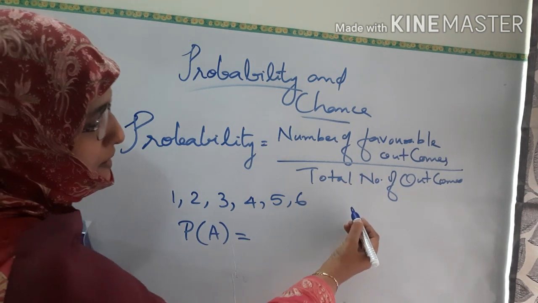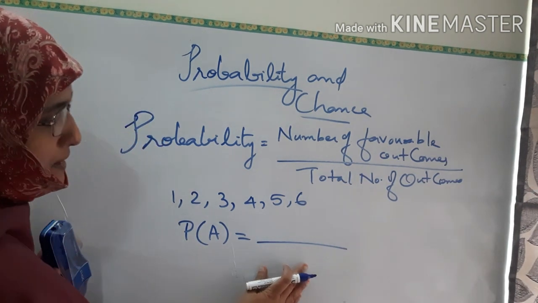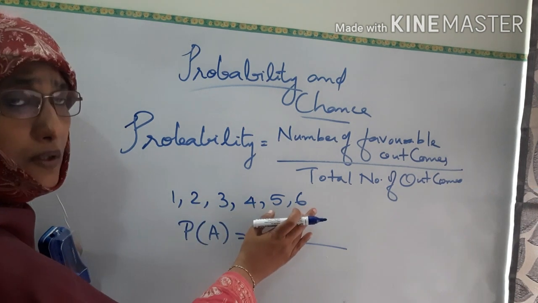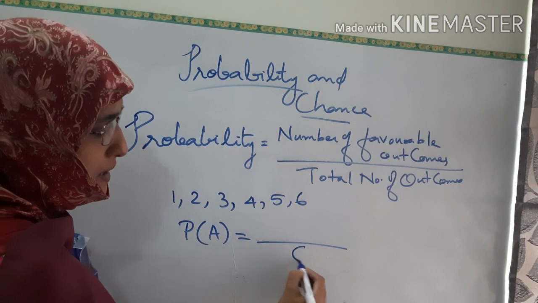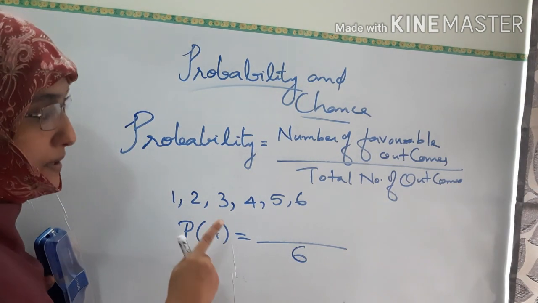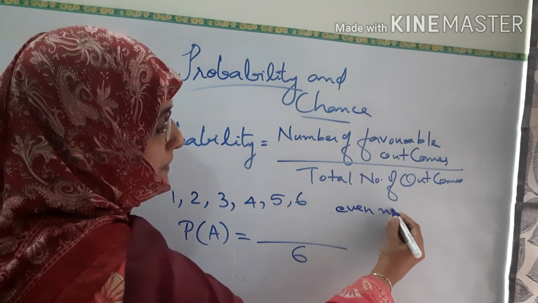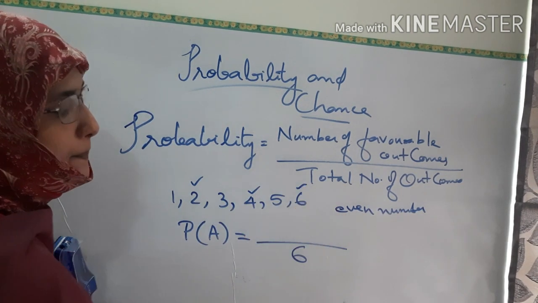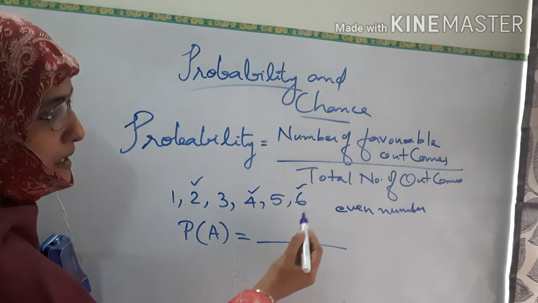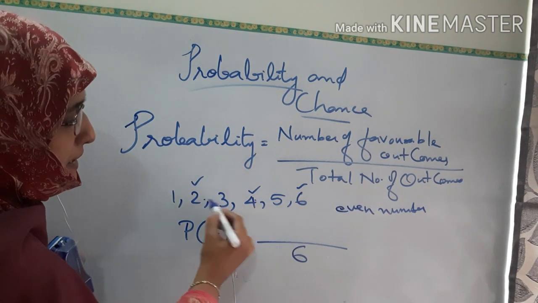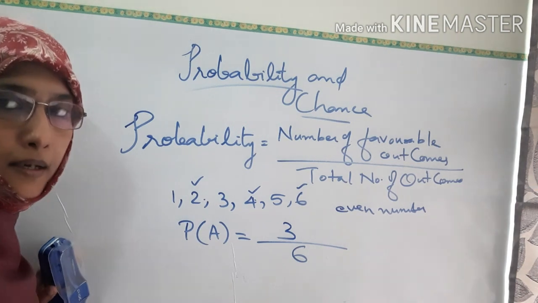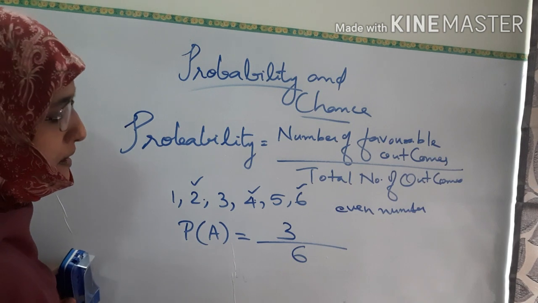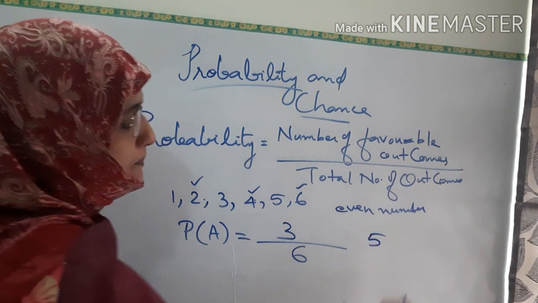So what are the total outcomes? There are 6 outcomes here. There is a chance of getting any number out of 6 outcomes in total. So the denominator will be 6. Probability of getting an even number, I said. Even number means how many even numbers are there? 1, 2, 3. So the number of favorable outcomes is 3. So 3 by 6.